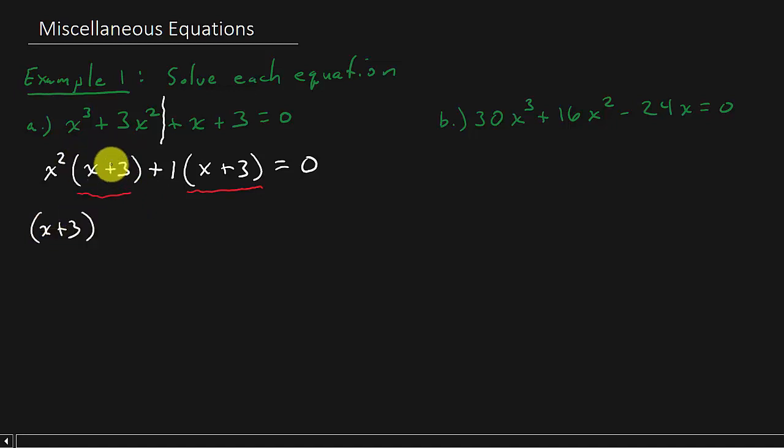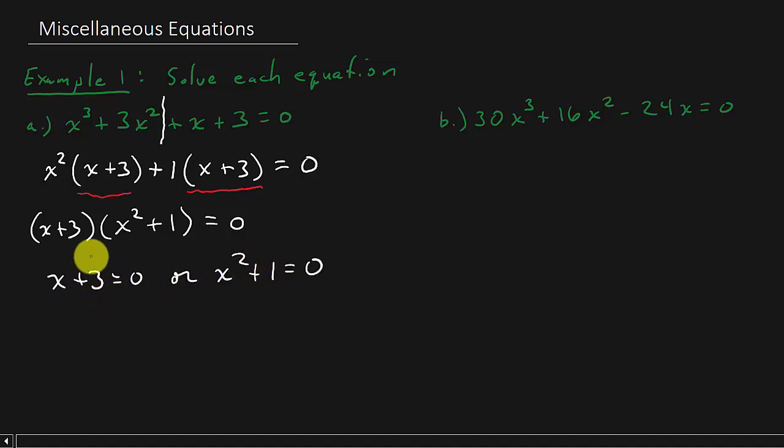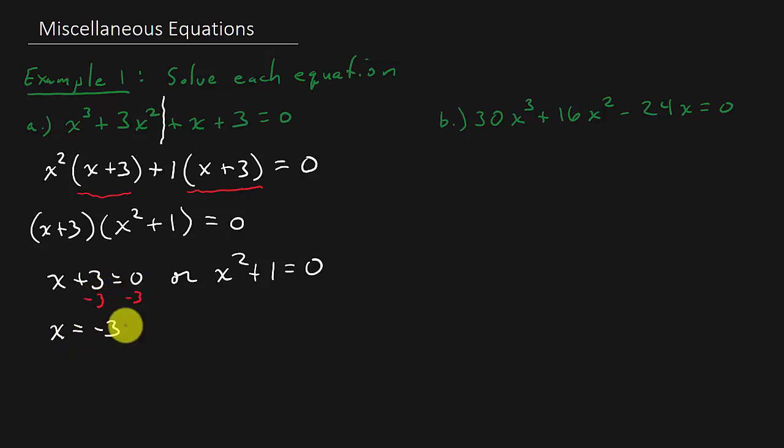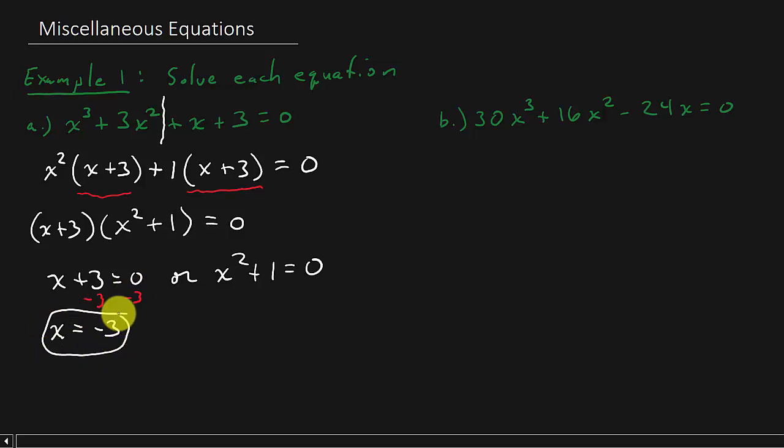if I factor it out of this first term, you can see I'm left with just the x squared. And if I factor it out of the second part right here, you can see I'm left with the 1. And that equals 0. And then we set each one equal to 0. And so this one's easy to solve. That's just x equals negative 3. What did we do? We subtracted 3 from both sides. All right, so there's one solution.